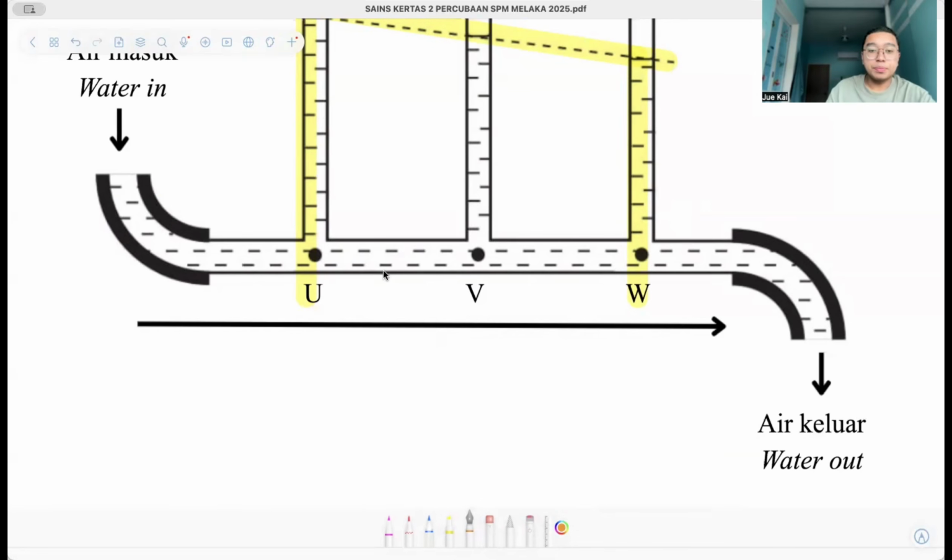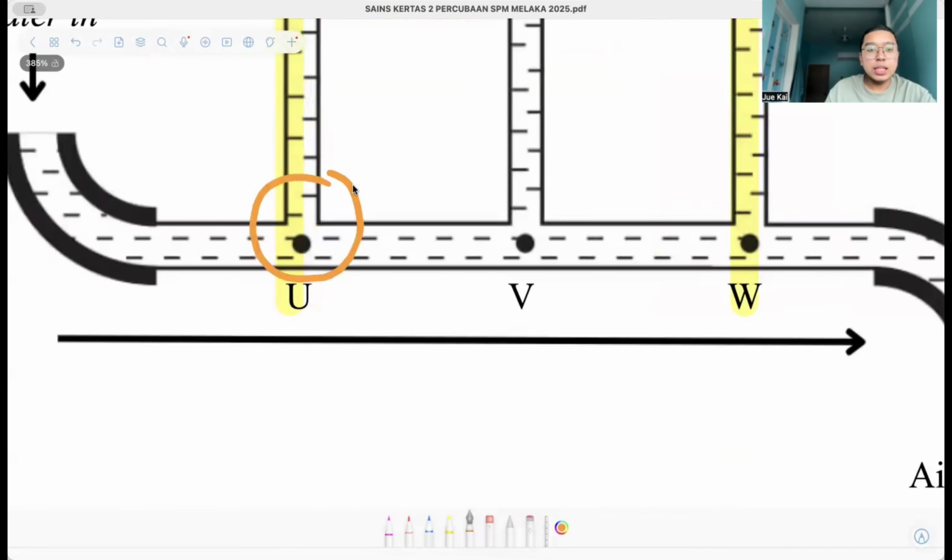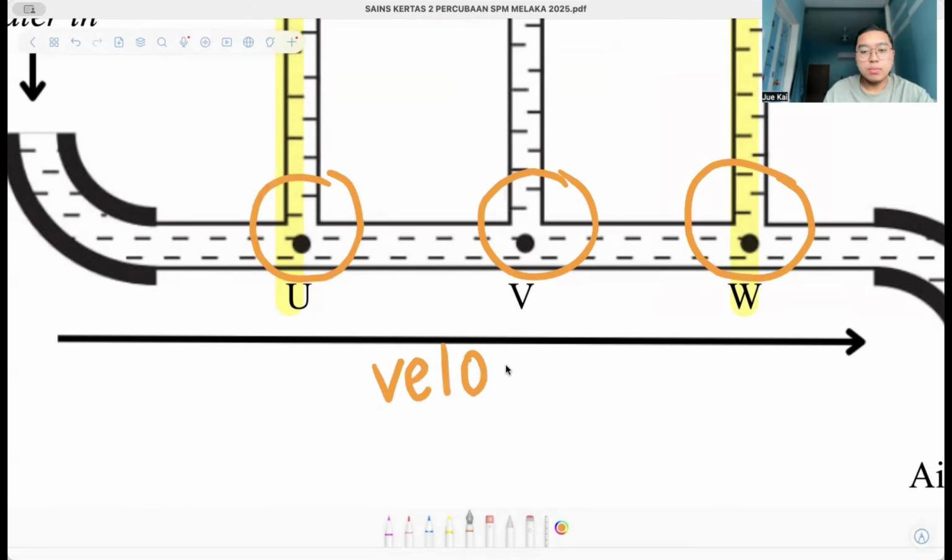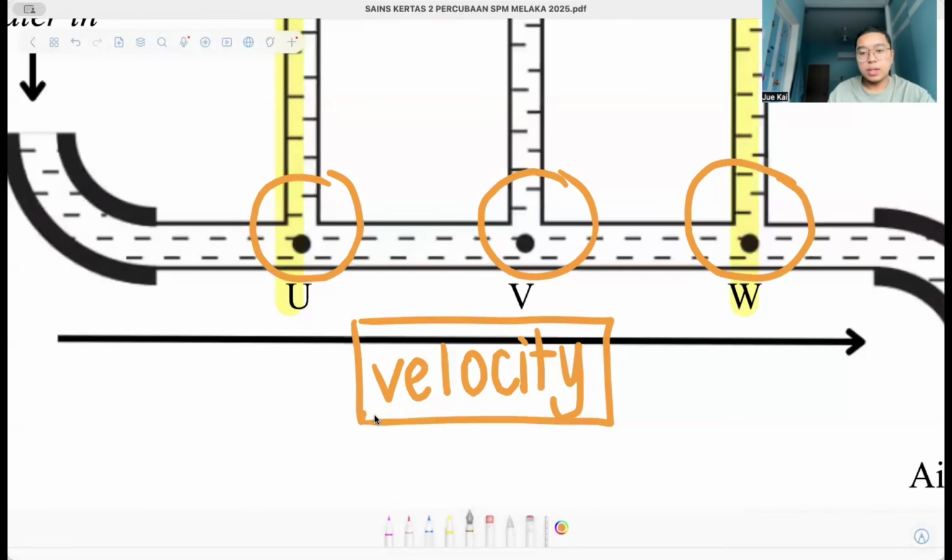Okay. So all inside here, they have velocity. Clear? This chapter always talks about velocity. Form 4 chapter 11 also talks about velocity. This chapter still talks about velocity. Clear or not? Can or cannot? Clear.